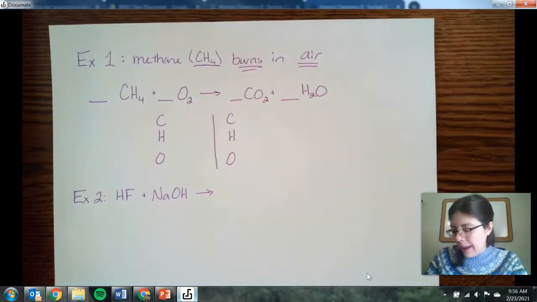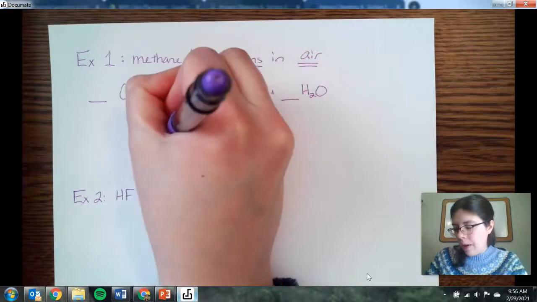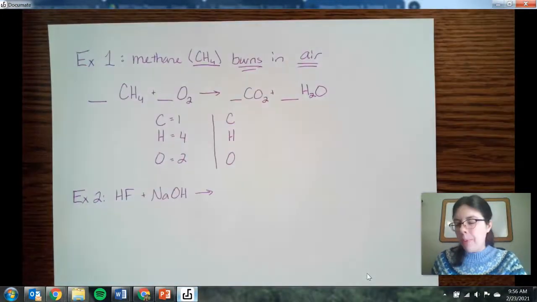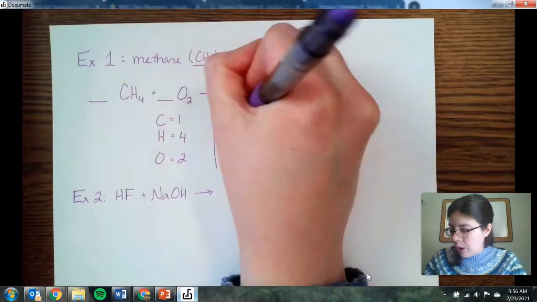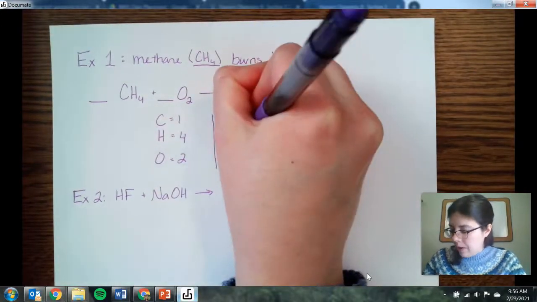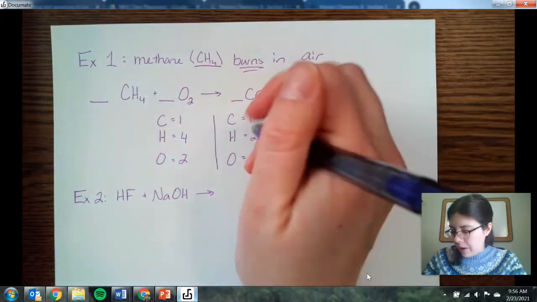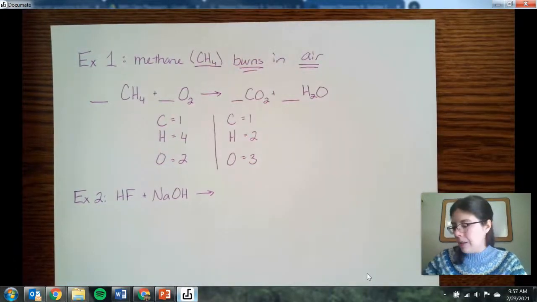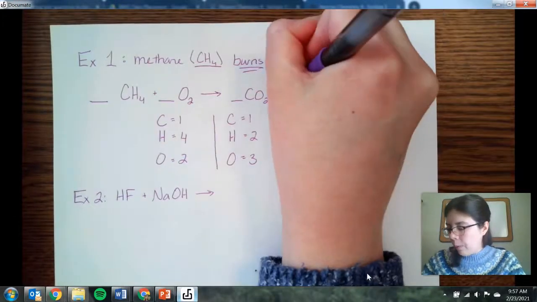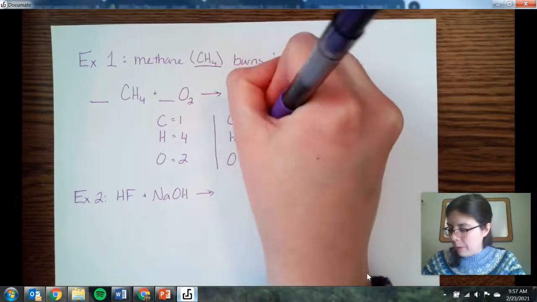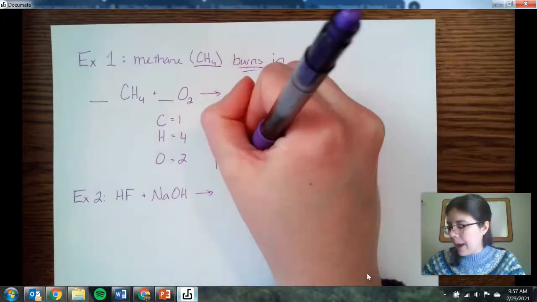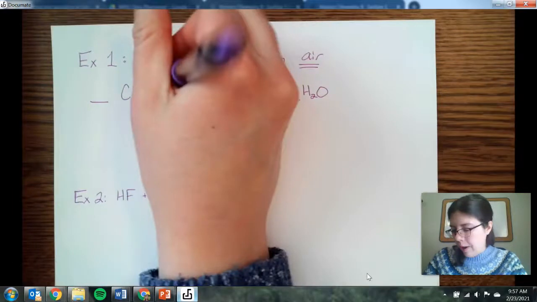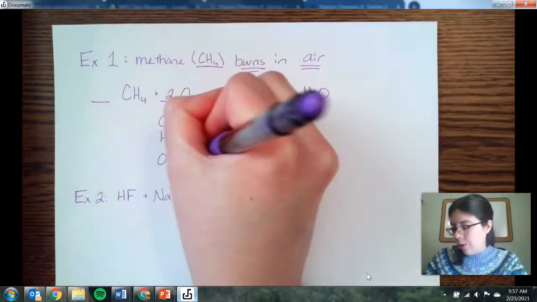So if I do my atom inventory, I have 1 carbon, 4 hydrogen, and 2 oxygen. And on my product side, I have 1 carbon, 2 hydrogen, and 3 oxygen. So my carbons are already balanced. I'm going to skip right to my hydrogens. I'm going to put a 2 in front of my water, which changes the number of my hydrogens and the number of my oxygens. And then to finish balancing it, I'm going to put a 2 in front of my O2 to give me the 4 oxygen.